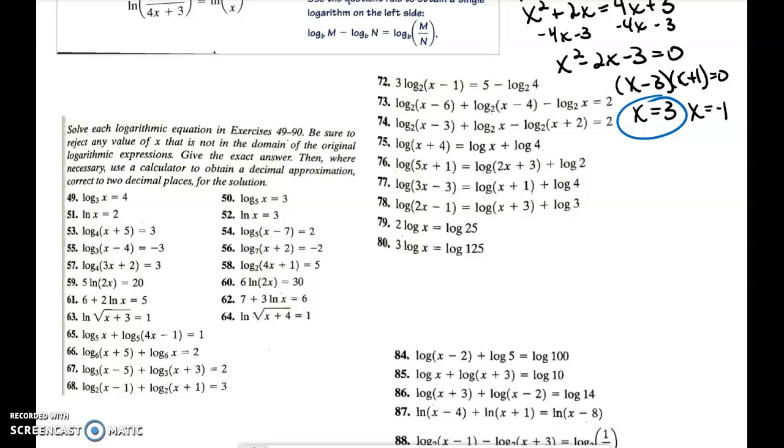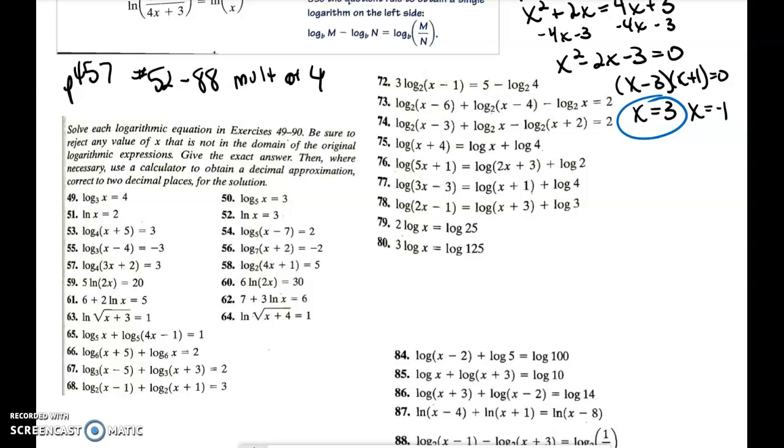The homework was supposed to be page 457. And it's just because these problems get rather long, 52 to 88, multiples of 4.